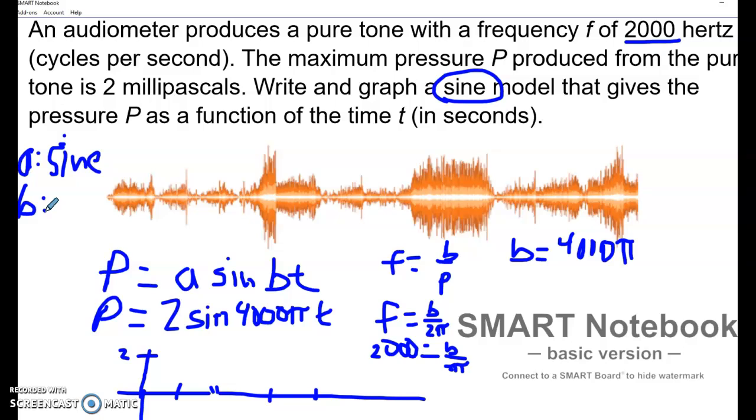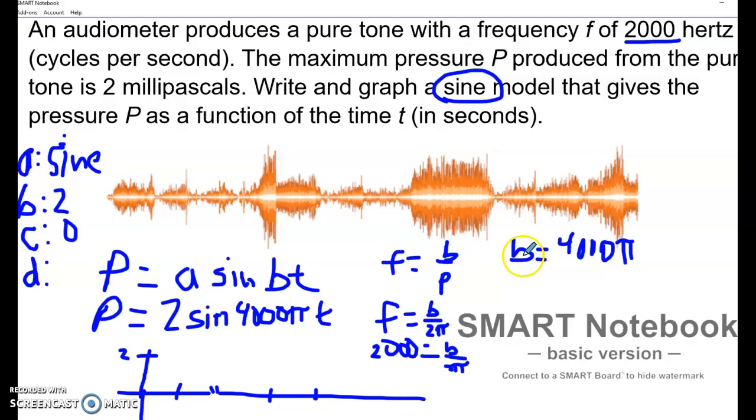So part B says, what's the amplitude? Well, we answered that already. The maximum it gets is 2, so that's an amplitude of 2. C, the midline, and this hasn't been shifted up or down any, so the midline is at 0, or y equals 0. Question D in your note says, what is the period? We just found that out. The period, oh wait, no, we didn't find that out here.